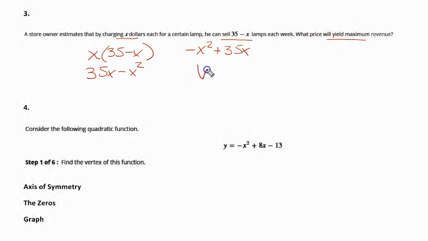Well, we use the vertex formula, negative b over 2a. Substitute, our b is 35, so that would be a negative 35. Our a is a negative 1, so this is a negative 2. And this comes out as what?